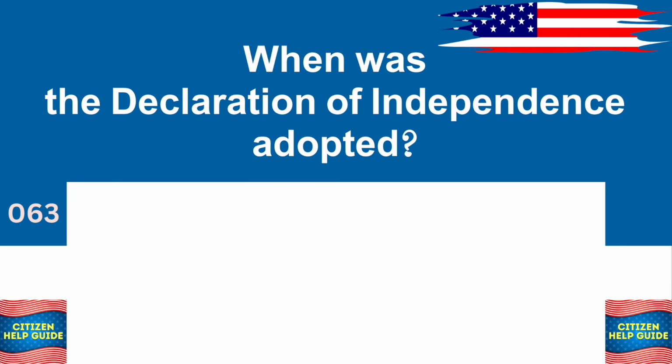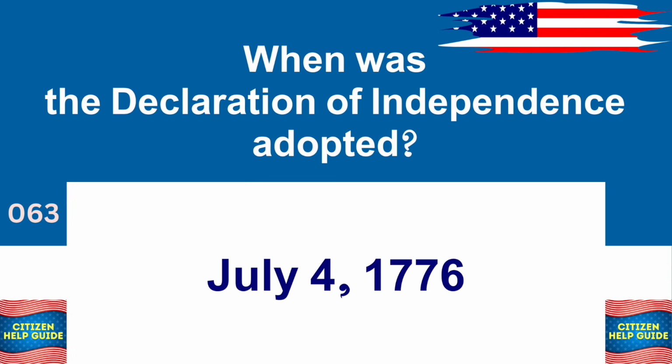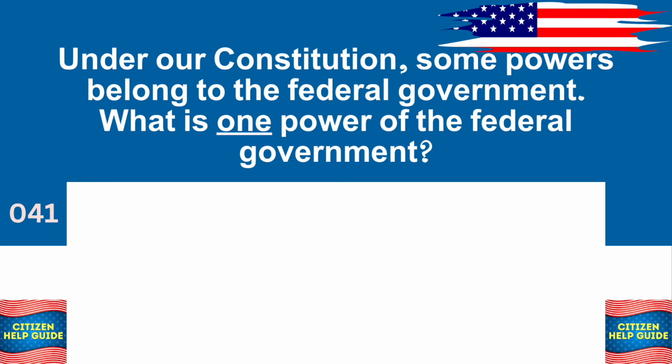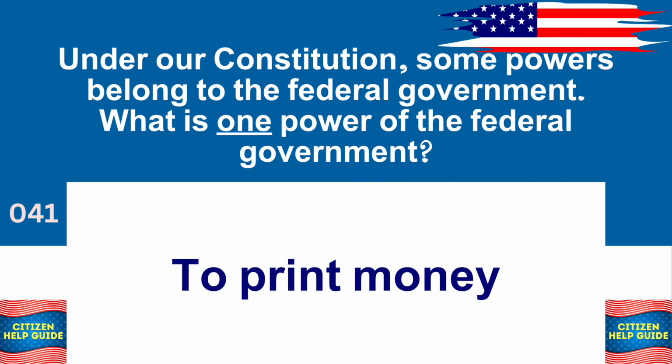When was the Declaration of Independence adopted? July 4th, 1776. Under our Constitution, some powers belong to the federal government. What is one power of the federal government? To print money.